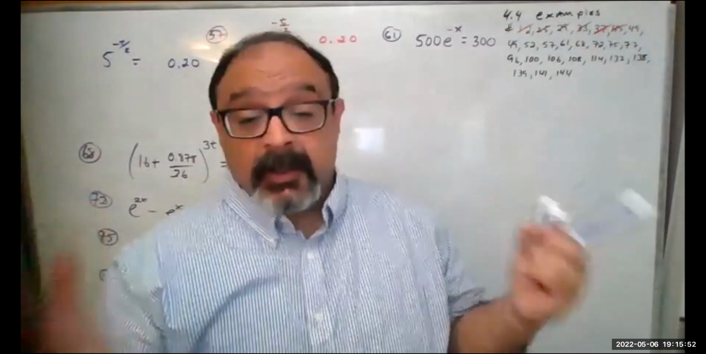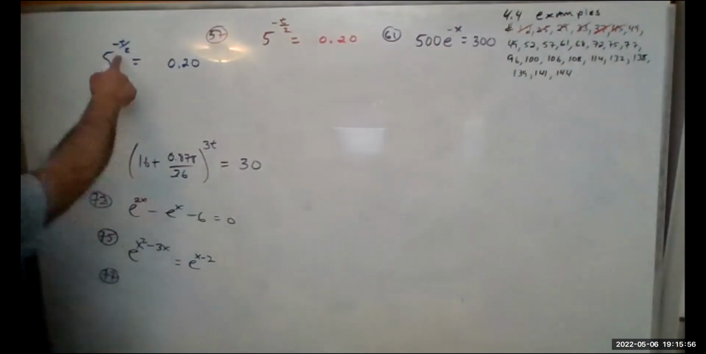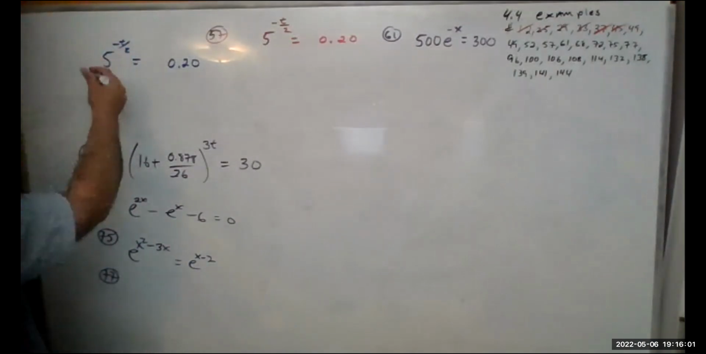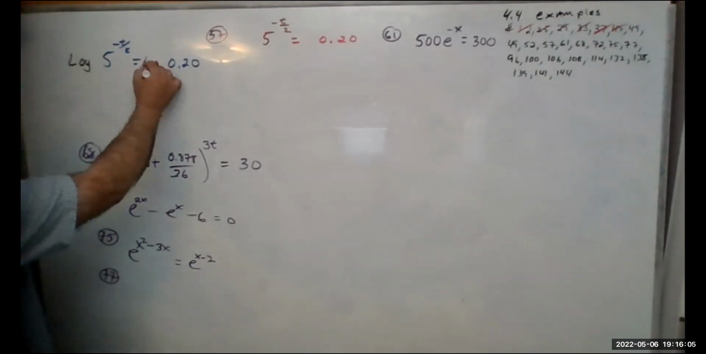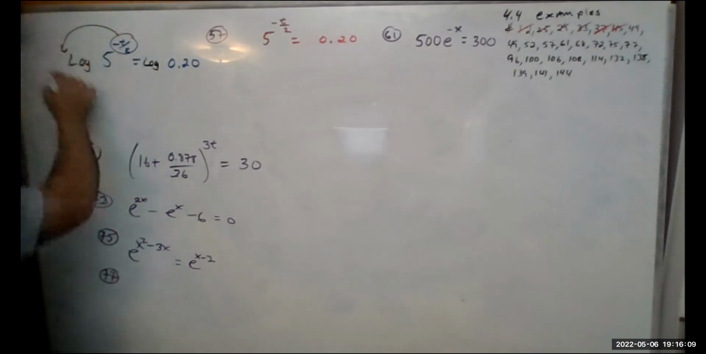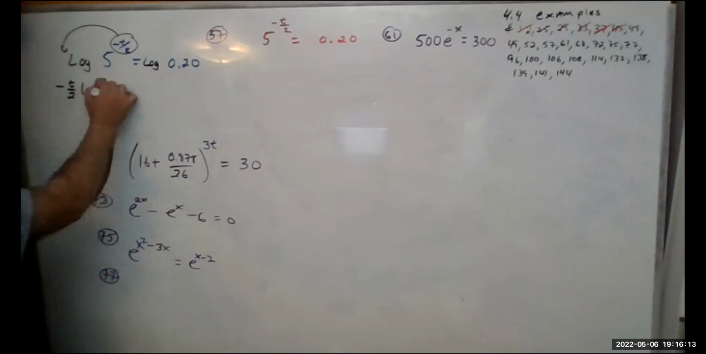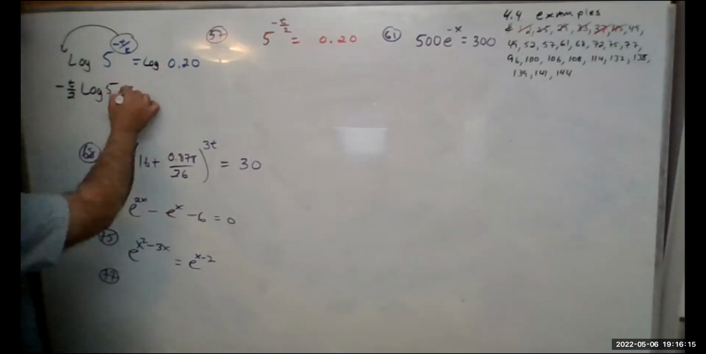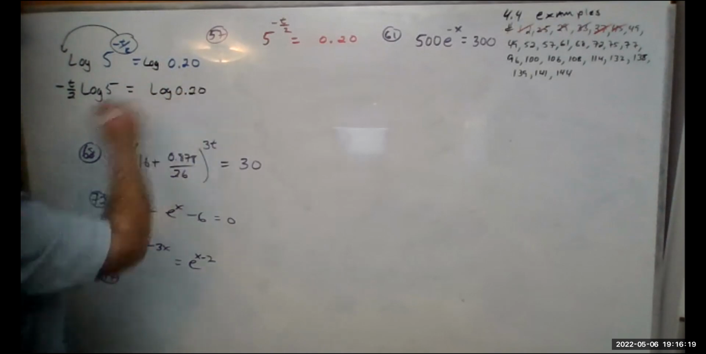I'm going to take the common log this time, common log of both sides, because that's the only way to bring this exponent down in front. You have to undo the power. So I'm going to take log base 10 of both sides. So now this exponent, all of it, is going to come down and you get negative t over 2 times the common log of 5 is equal to the common log of 0.20.